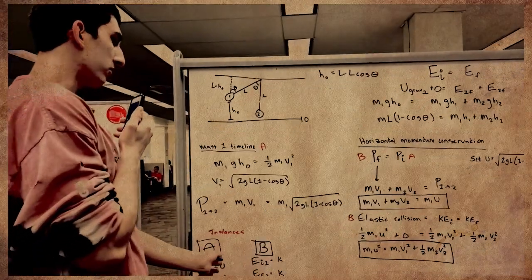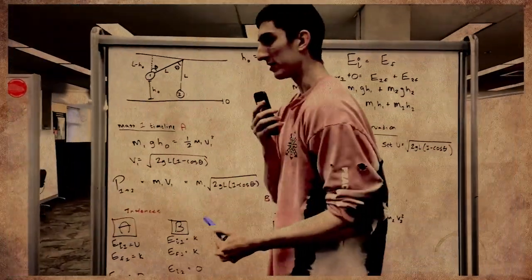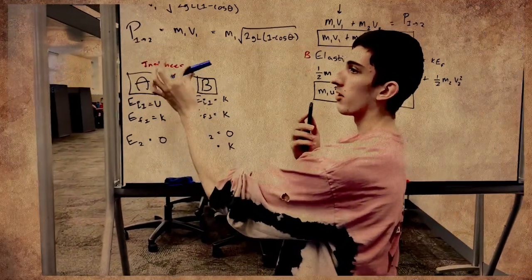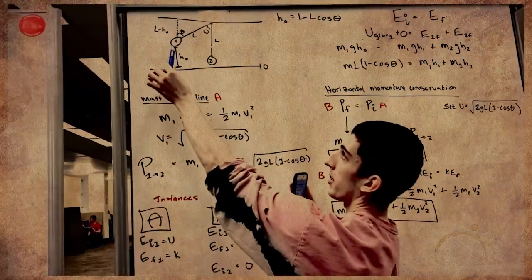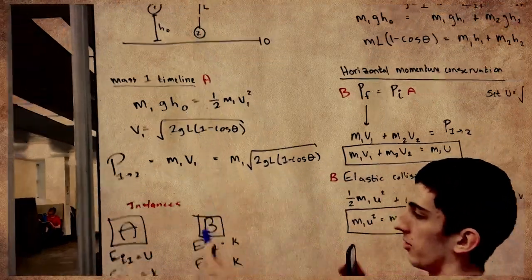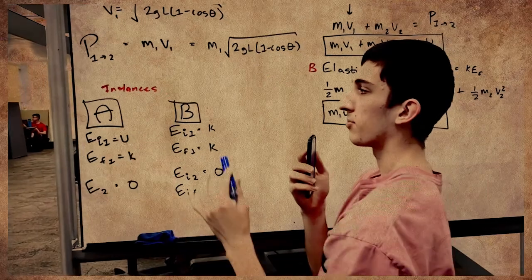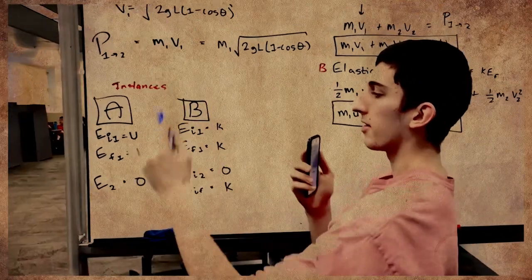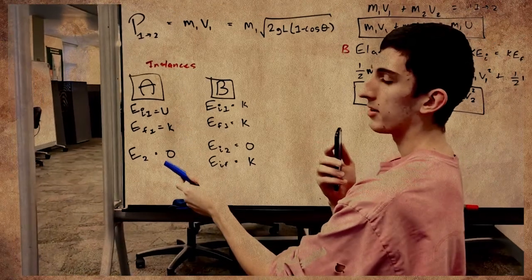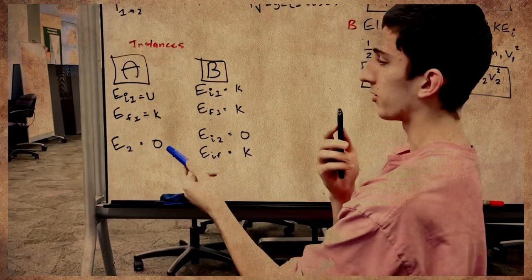We're now going to move on to defining timelines or instances. So instance A is going to be from this very starting point all the way up until the ball is right about to hit ball number 2. So right before ball number 1 hits ball number 2 from the start, that is this instance in time right here. So we have identified the energies of the balls during this position.